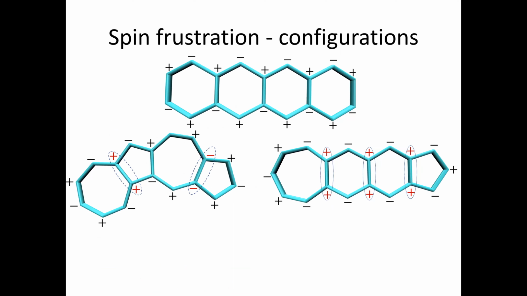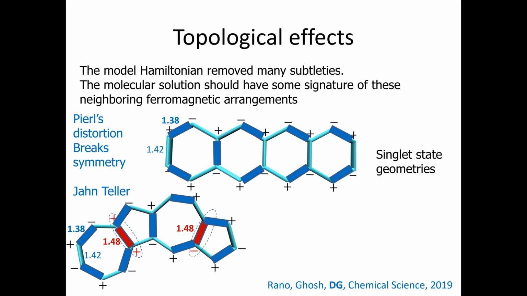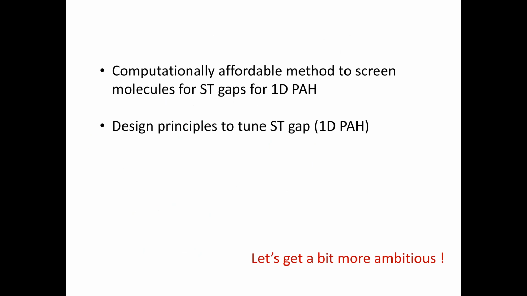So using that in our problem, we have seen why these fused ring systems were showing a singlet triplet crossover: it was because of these interactions due to spin frustration. And we also showed that the same effect is also seen in the molecular system, as the molecular geometry relaxes in that way. And finally, using that, we have been able to formulate a computationally affordable method to screen the singlet triplet gaps of these systems and have some design principles and so on.